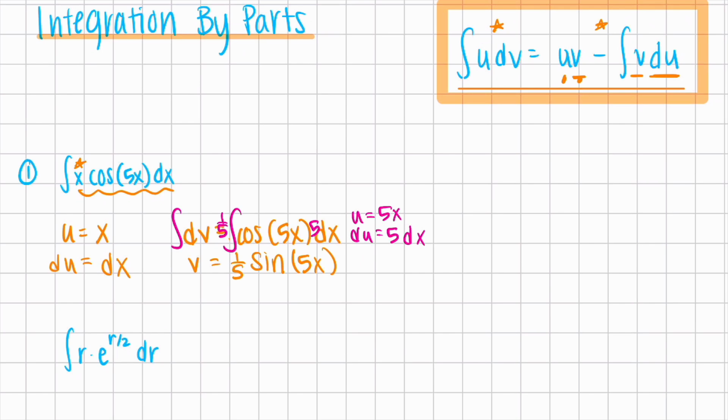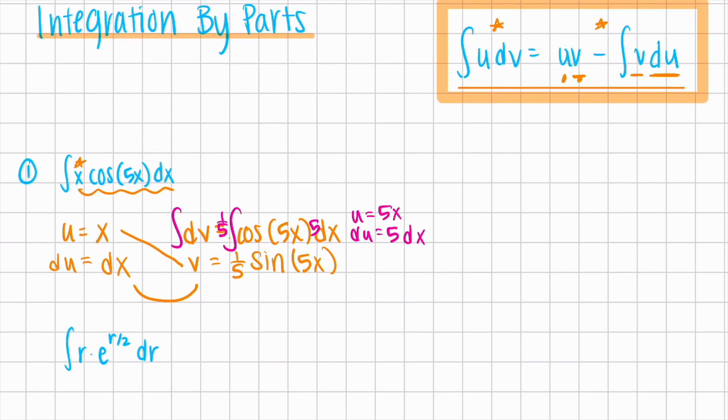So the way I do it is I know I'm going to have u times v, and then inside the integral, I'm going to have v du. So I kind of draw these little swooshes. So I'm going to say my original problem equals u times v is x times 1/5 sine of 5x. So I'm going to write it like this, because we normally put the 1/5 before the x. And then I have my minus. And then I'm going to integrate v du. So this is going to be 1/5 sine of 5x, and then my du is dx.